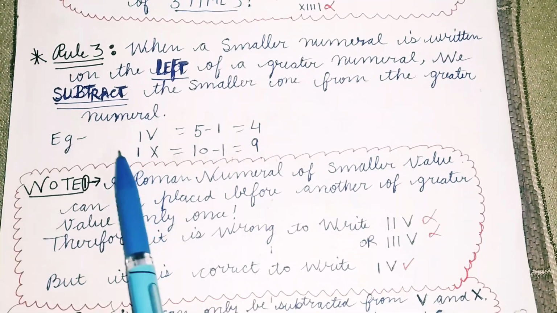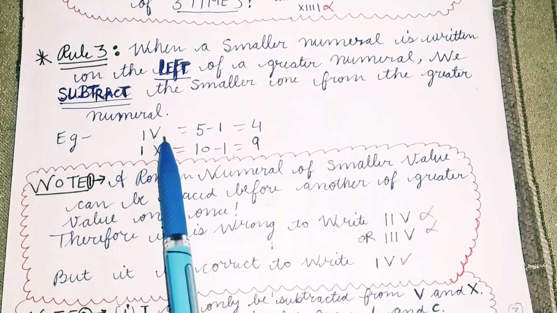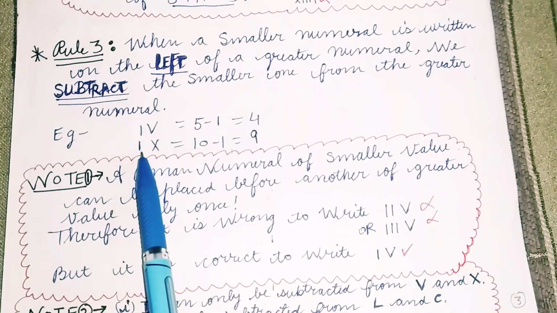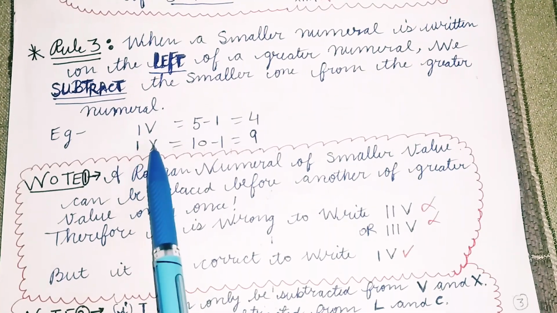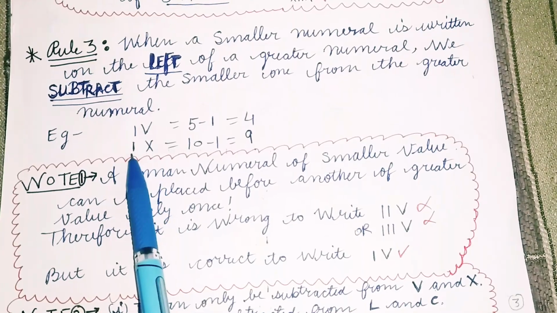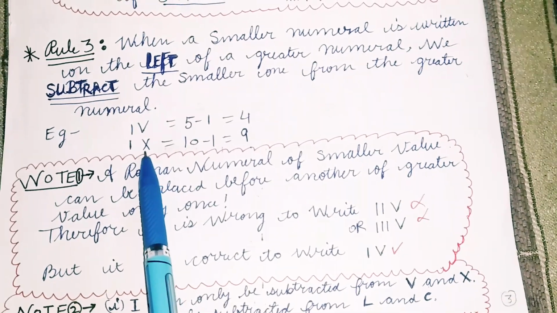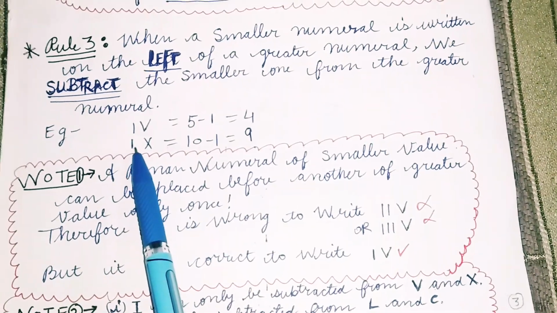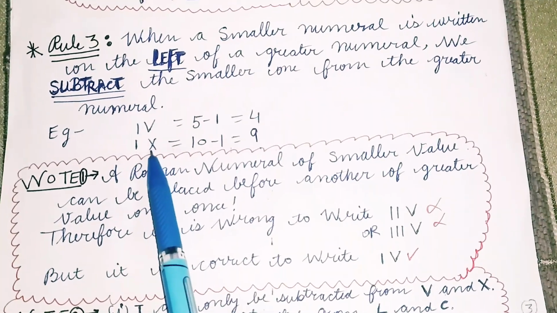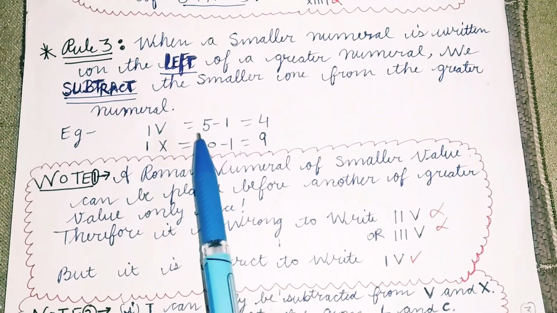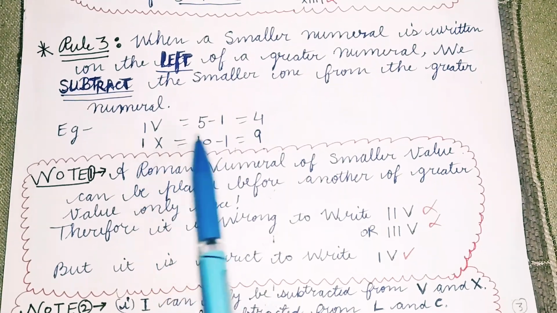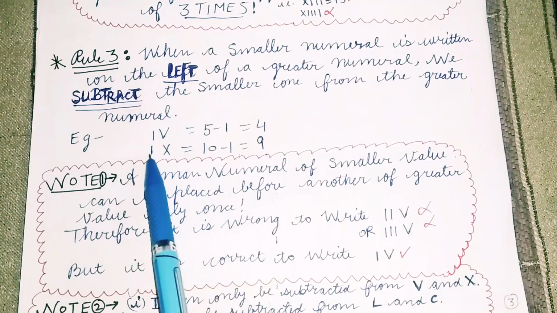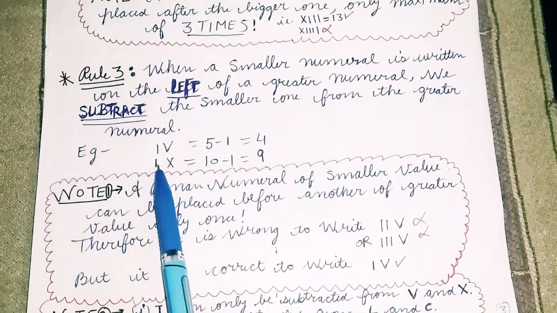Again, value of I is 1, value of X is 10. You can see here also a smaller symbol having a lesser value is placed on the left side of a greater symbol. So according to rule 3, you will subtract the value of smaller symbol from the value of greater symbol. That means answer becomes 10 minus 1 is equal to 9 because the smaller symbol is placed on the left side.